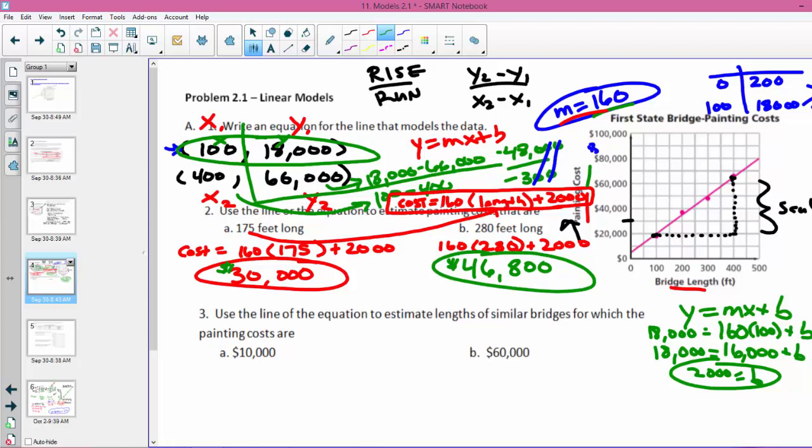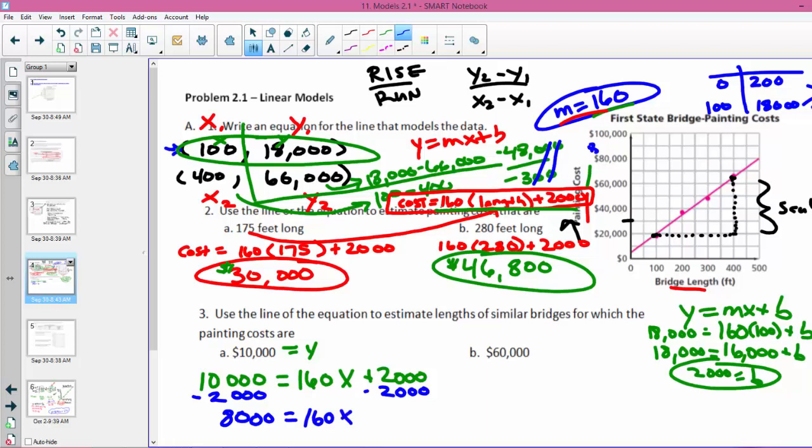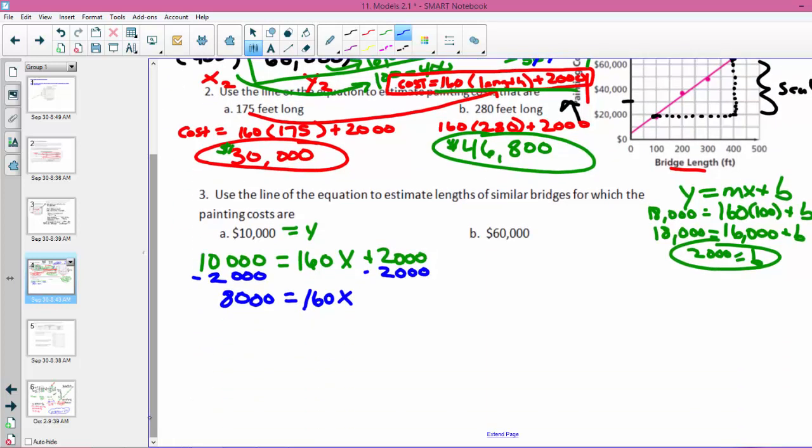Now the next two, you're given the cost. So the 10,000 goes in for the y, and then you're going to solve for x. So we're just still making our same equation, 160 times x or L. I'm going to put x because sometimes L's get confused with ones. So to solve this, the first step is to subtract 2,000. So 8,000 equals 160x. And then when you divide by 160, you get x equals, you might need a calculator for that.